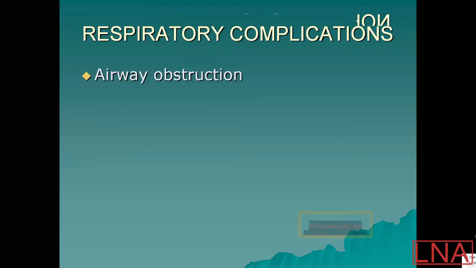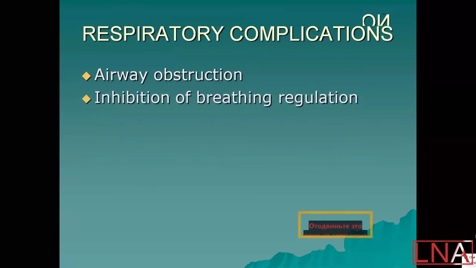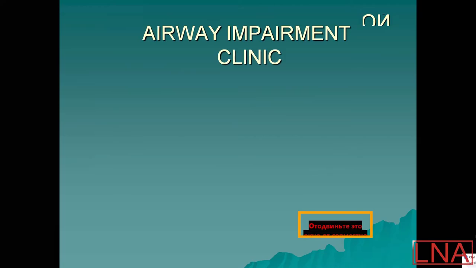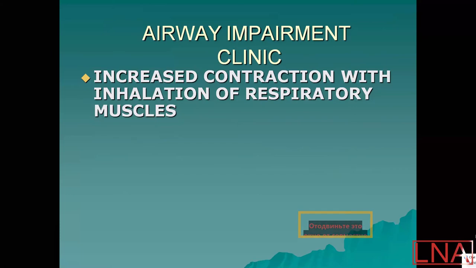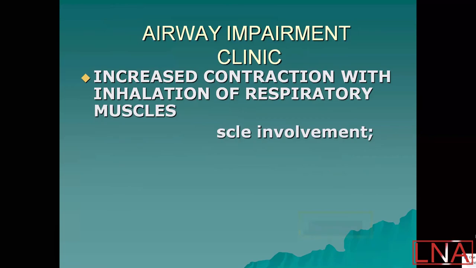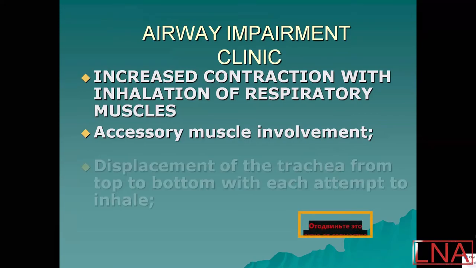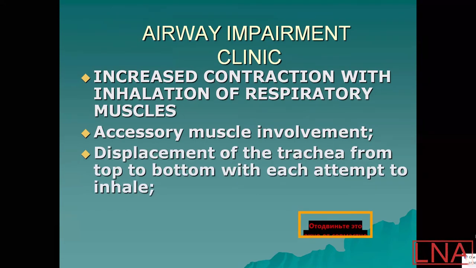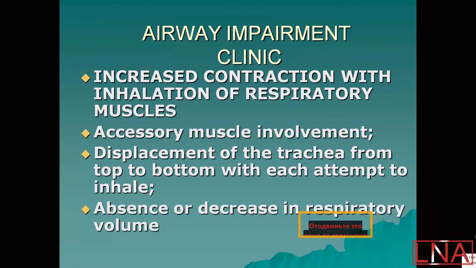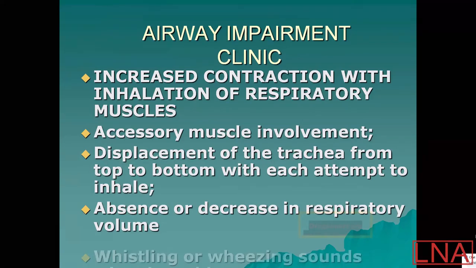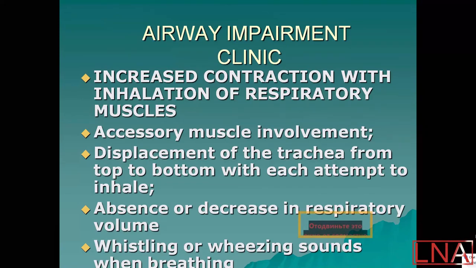Respiratory complications: airway obstructions, inhibition of the breath regulation. Airway impairment clinic: increasing contraction of respiratory muscles with inhalation, accessory muscle involvement, displacement of the trachea from top to bottom with each attempt to inhale, absence of decrease in the respiratory volume, whistling sound when breathing.